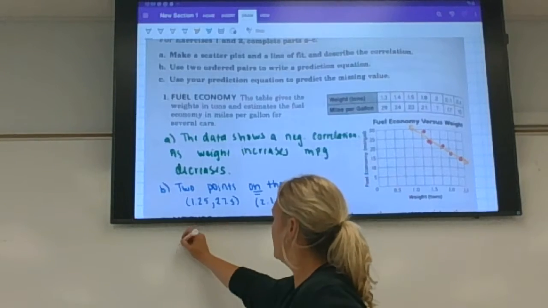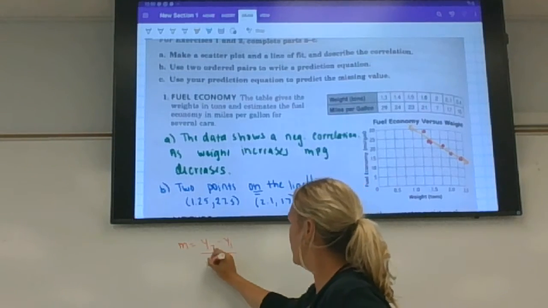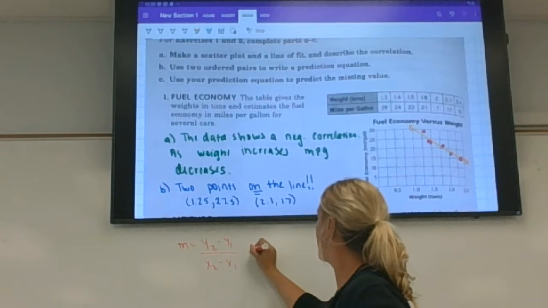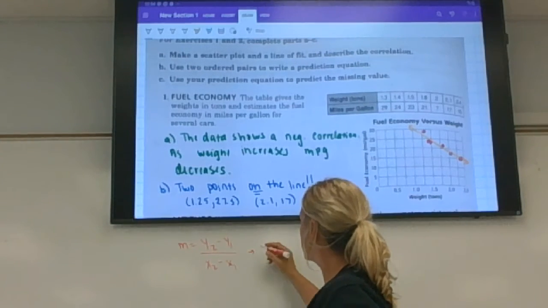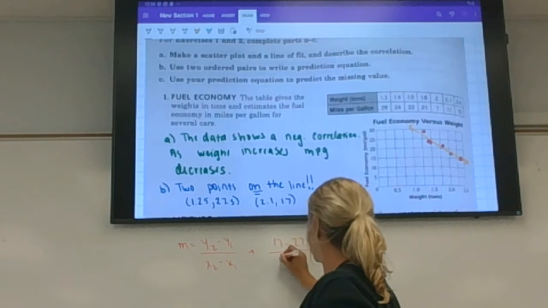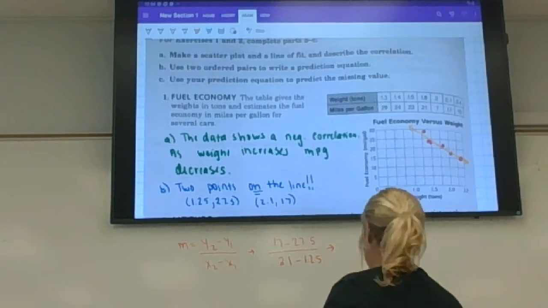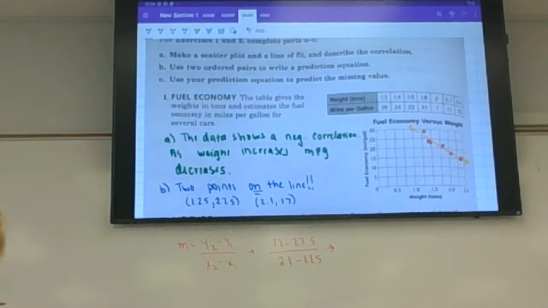So I'm still working on B. And I'm going to do slope formula because I have to write an equation. And it's decimal, so go ahead and divide it out. Get a decimal. Are you using your point set or my point? What's your slope?